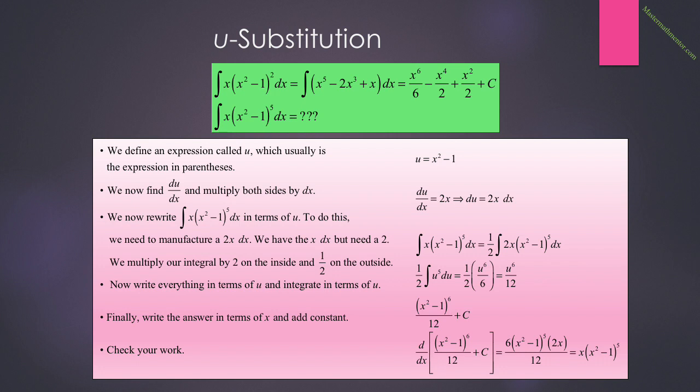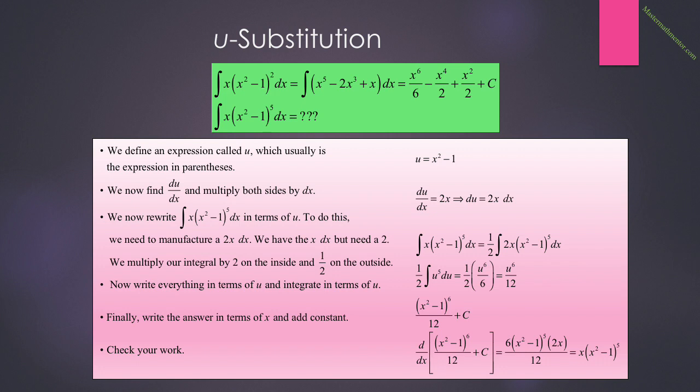Now, the next step may seem strange. Even though we're doing integration, we are going to find du dx. And we find that du dx equals 2x. We will then cross multiply to get du is equal to 2x dx. The next step is the key.